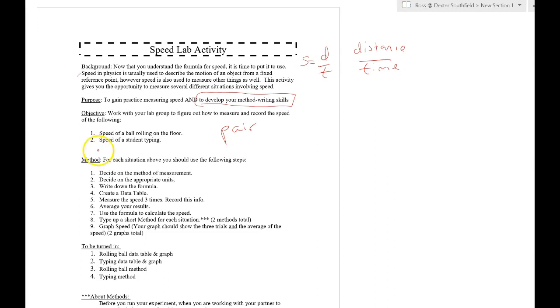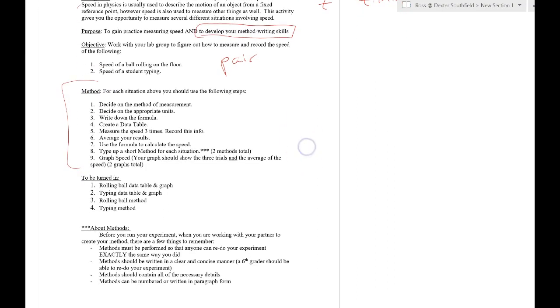So let's go through this method here. And this is kind of my method for how you will do the lab. And it doesn't have a lot of details because I'm letting you pick how you actually find the speed of a rolling ball. So for step 1, it says, let's say that we're working right now on the rolling ball speed. Decide on the method of measurement. So essentially, figure out how you're going to determine how quickly that softball rolls in the classroom.